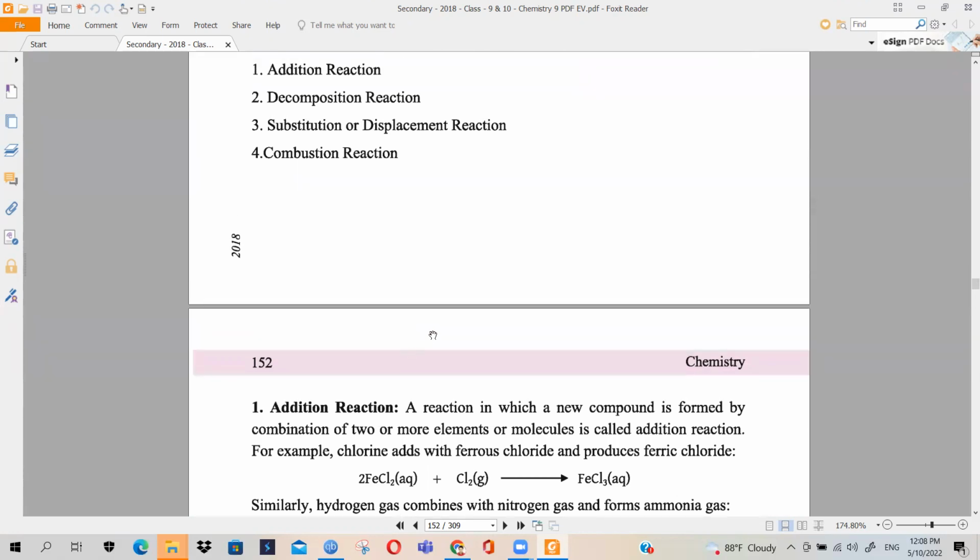Now, what is an addition reaction? Addition reaction means some part will get added to a compound already made. See here, ferrous chloride was already made, and then we are making ferric chloride. How? With the addition of chlorine gas. With the addition of chlorine gas, we are getting ferric chloride. That is why we term it an addition reaction.